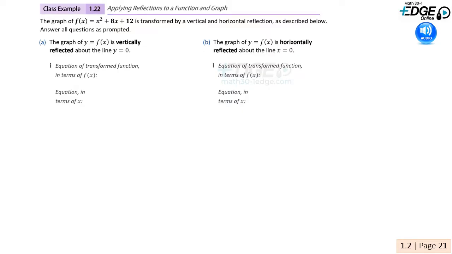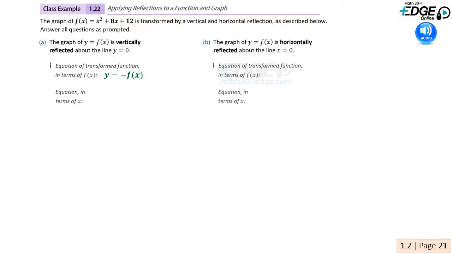Conceptually, the idea of a reflection isn't really that complicated, and so students usually do very well when working with them graphically. However, when trying to transform equations that have been reflected, it's a bit more nuanced and sometimes little errors can be made. Let's have a look here at the function f of x equals x squared plus 8x plus 12, so another quadratic function, and transform it in one case with a vertical reflection, so over the x-axis, and in the other through a horizontal reflection, and see how their equations turn out differently.